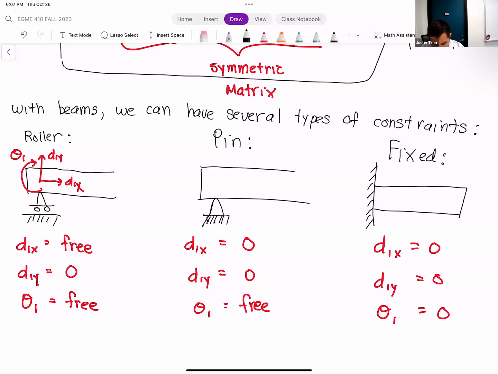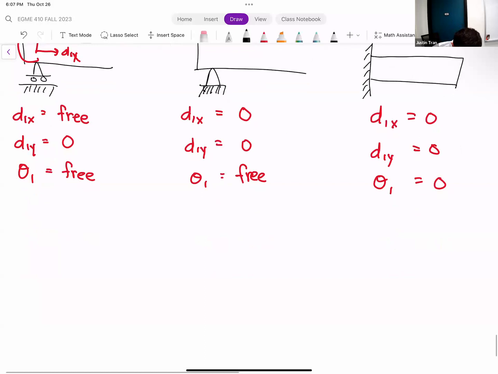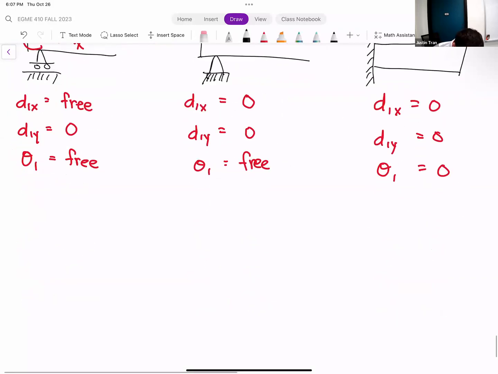Okay. Let's do a simple example. So this one should be hopefully pretty fast. Although what I'm finding is that my example is going to take longer than I thought. Okay. All right. So let's consider this 2-element beam.